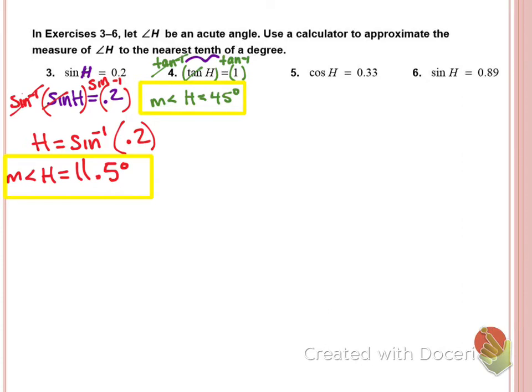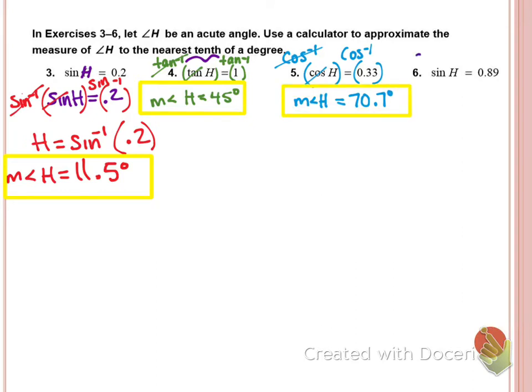The next one, we have cosine of angle H. So again, the inverse of cosine is cosine to the negative 1. So you're going to hit shift cosine of 0.33, and we get 70.7 degrees. And then last, again, we would do shift sine. I'll let you go ahead and do this one, and I will check it tomorrow.